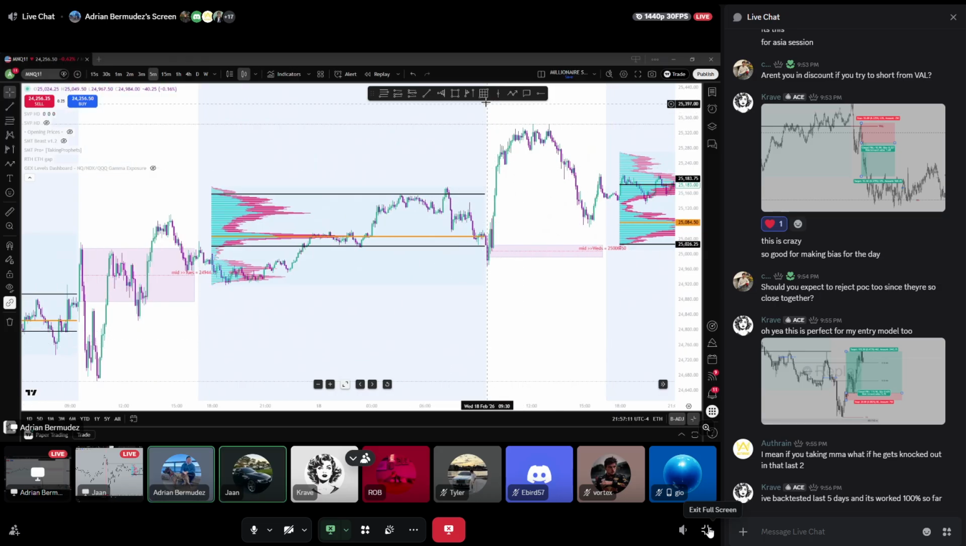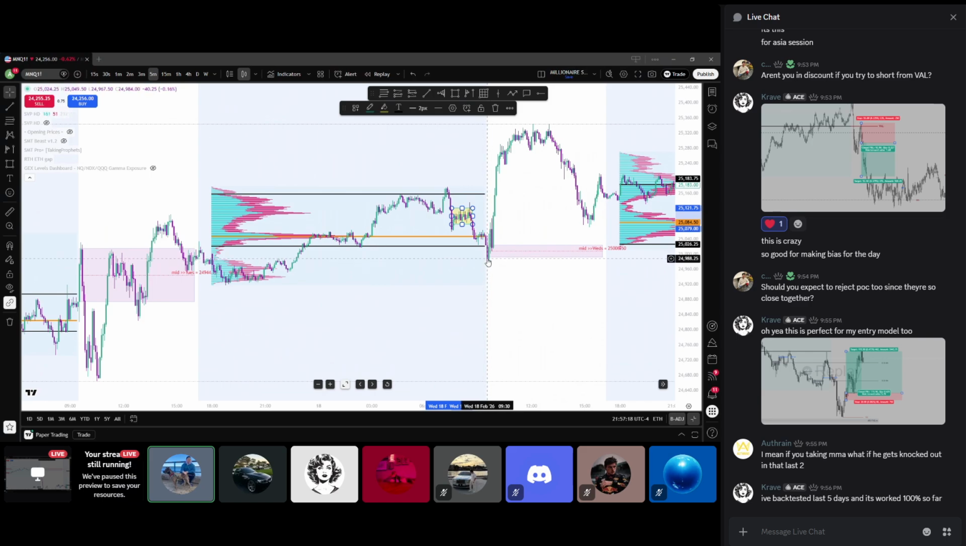And again, I want you guys to also look at this: your manipulation legs tend to come outside of the box. So, like, here's accumulation, manipulate outside of it.